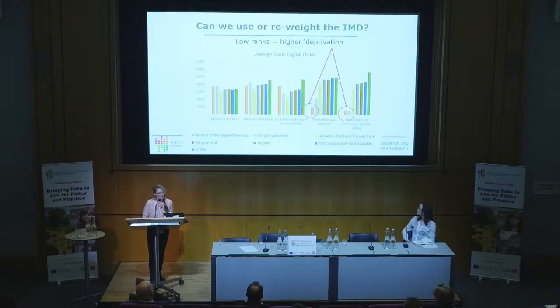So there is an existing measure of multiple deprivation. It's an official statistic. It's called the Index of Multiple Deprivation. Can't we use this? Can we reweight that? The IMD has seven domains. You can see them illustrated by the seven colours on the chart. They're really topics, if you like. So you have employment, income, crime. These seven domains are combined into the index.